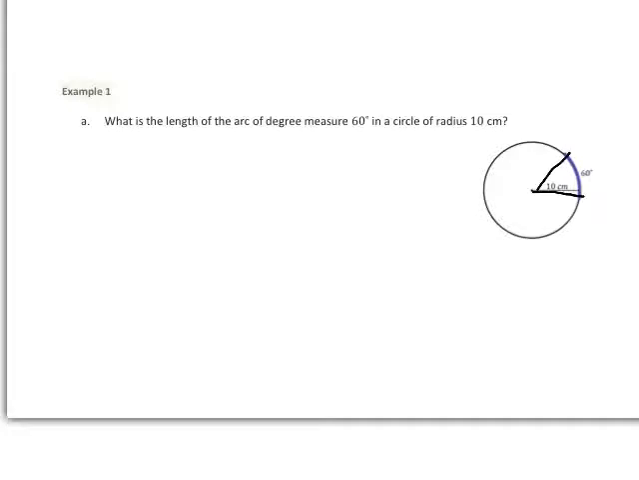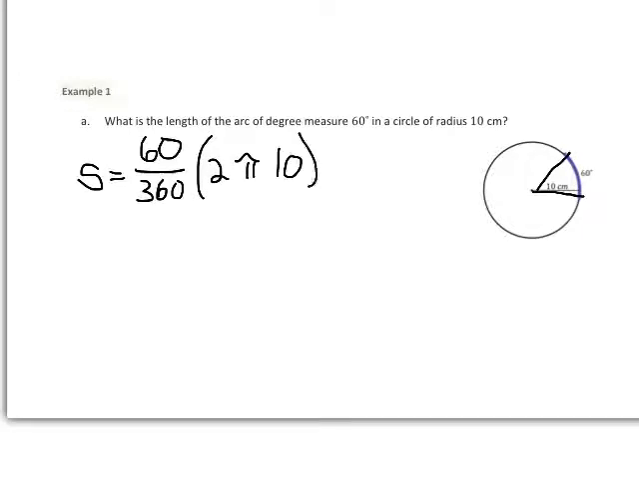So we can set up that ratio. The 60 degrees is going to be part of our scale factor. The arc length, lowercase s, is going to be 60 over 360. And to that we multiply the circumference, 2 times pi times 10. Reducing things down, 60 over 360 is 1/6. That's our scale factor. It's 1/6 of the distance all the way around. 2 times 10 is 20 times pi.